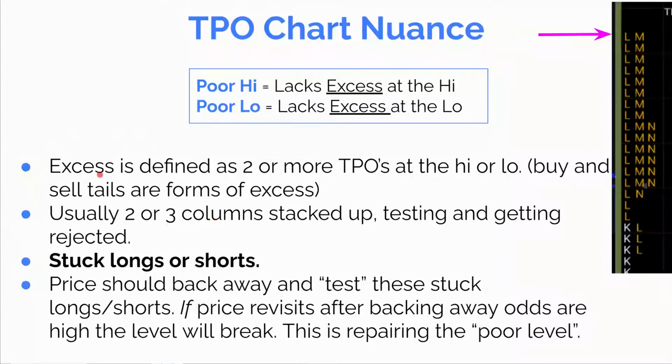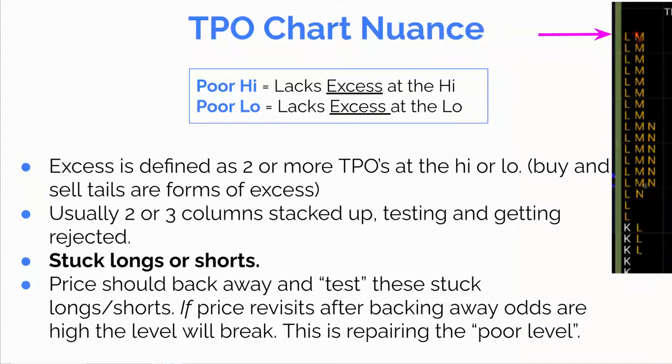And what is excess? I tried to define it here, but I want to make sure I explain it. Excess is defined as two, not one. Two or more TPOs at the high or low. Think of it as like a buy and sell tail, those are forms of excess. So excess would be if M would have continued on and printed here and here, and you have a little bit of a tail. That's the excess you want to see.